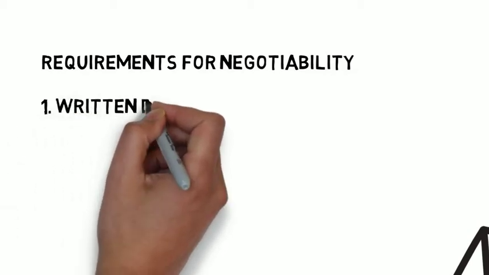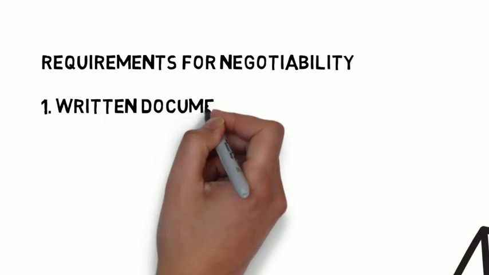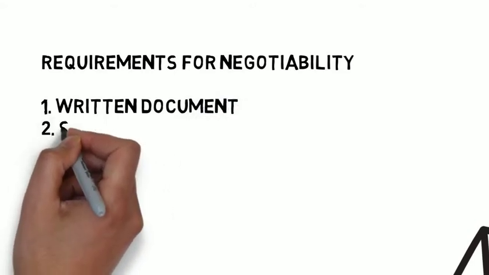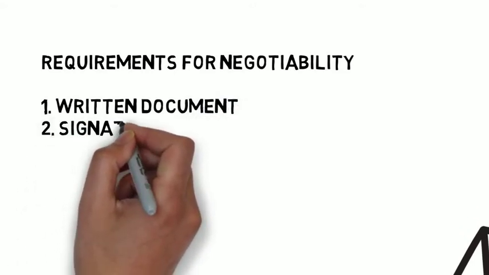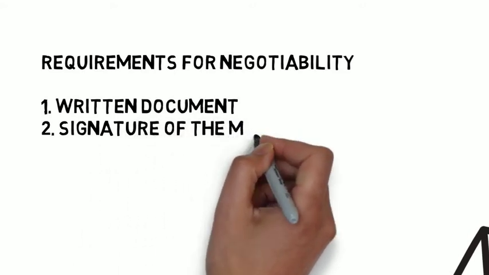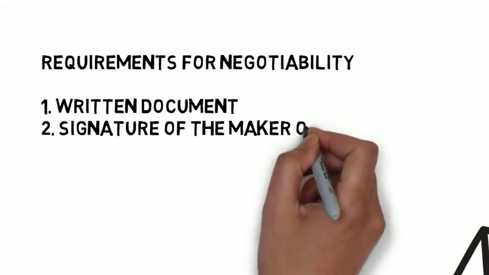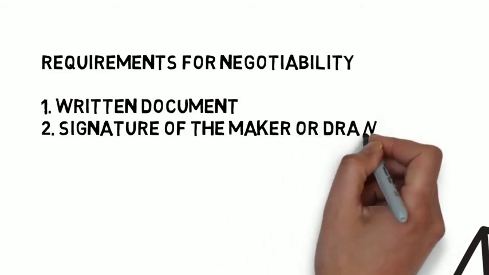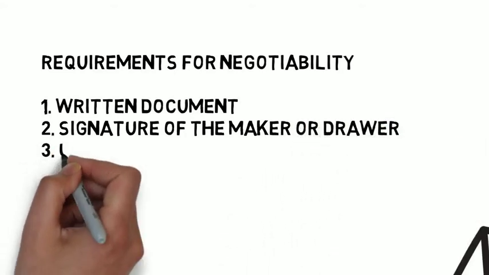First, it must be a written document and have relative permanence and movability. Second, the signature of the maker or drawer must have an affirmative mark, whether by duly authorized agent, handwritten, even without signature, and automated signature.